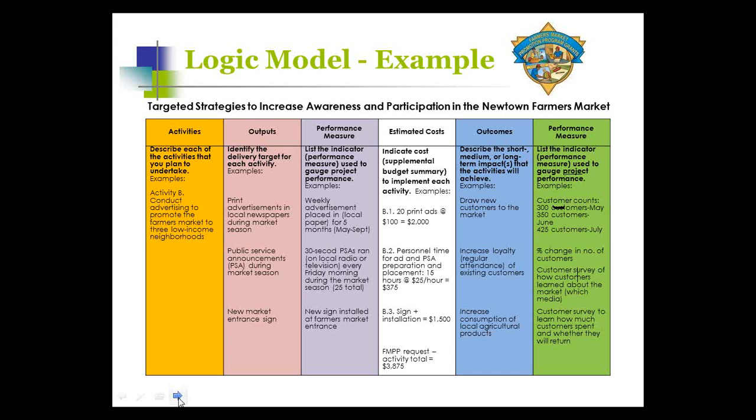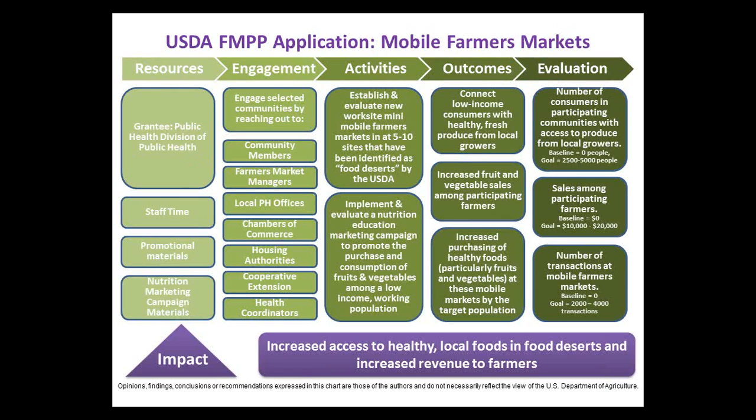Outcomes are to successfully draw new customers to the market, increase loyalty and regular attendance, and increase consumption of local agricultural products. And then the measures would be the number of customer counts, the percent change in customers, also customer surveys on how customers learned about the market, and maybe another customer survey to learn how much customers spent and whether they will return later.